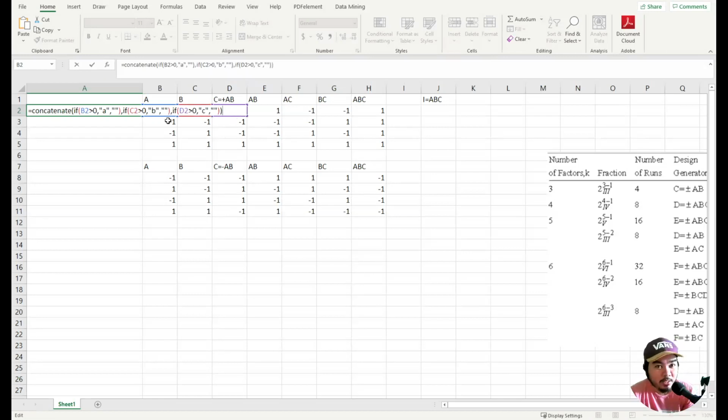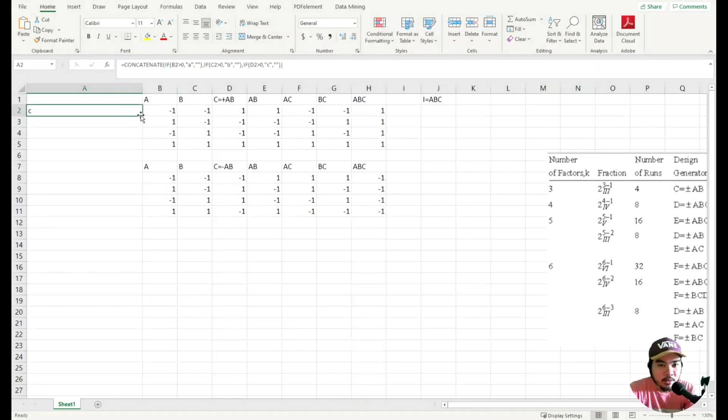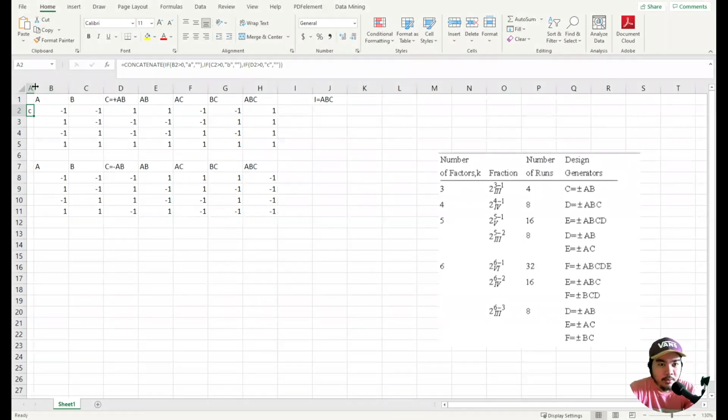Again, concatenate is just combining strings, no? And our first string is an if statement: we put A or blank. Then the second string in the concatenate is B or blank. Then the last one is C or blank. Okay? So if we do that, we get this.